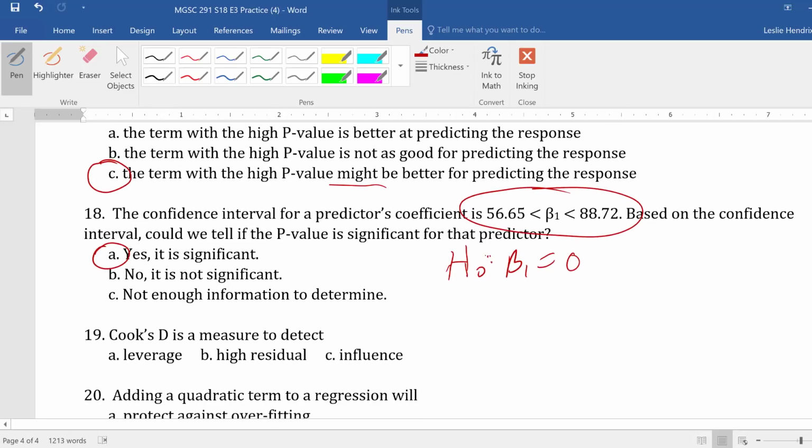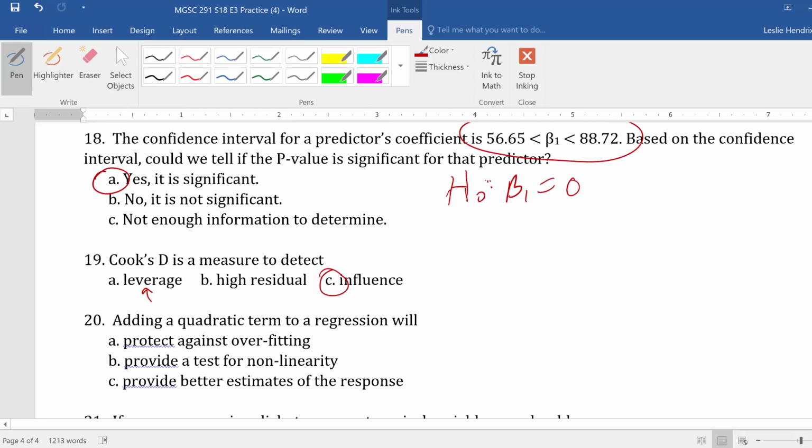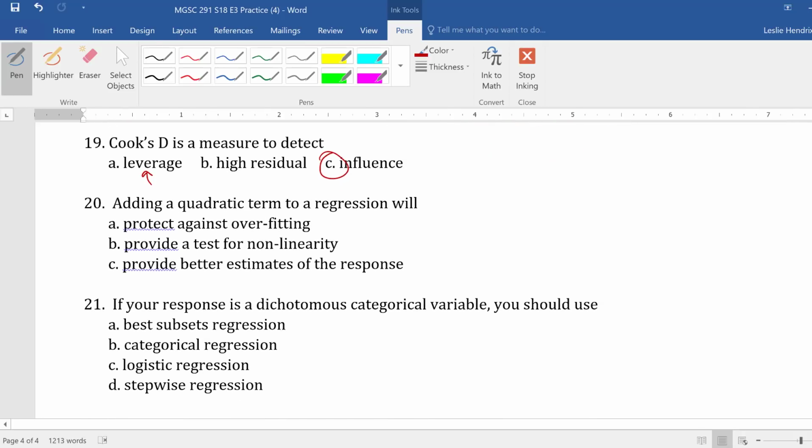All right, Cook's D is a measure to detect what? That's a measure to detect influential observations. And remember, the h_i's are what you use to detect leverage. And of course, residuals are either regular residuals, standardized, or studentized residuals. Adding a quadratic term to a regression does what? It provides a test for nonlinearity. So the p-value that quadratic term gives you lets you know whether that quadratic term is significant or not.